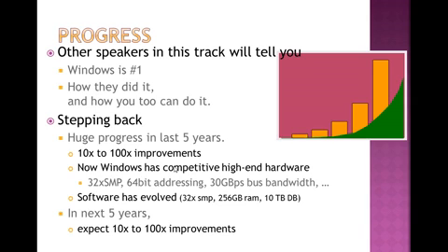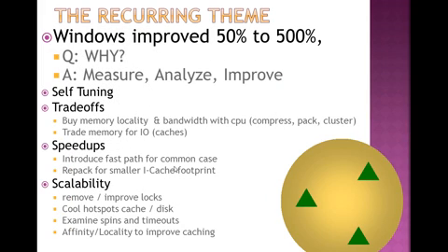Then, stepping back, there is huge progress in the last 5 years. There is huge progress in the SSD technologies in the last 5 years, approximately 10 to 100 times improvement. New Windows have competitive high-end hardware, that is 32 SMPs, 32-bit or 64-bit addressing, and more bandwidth, 30 GB bandwidth. In the next 5 years we also expect a huge improvement, from 10 to 100%. Then recurring time.